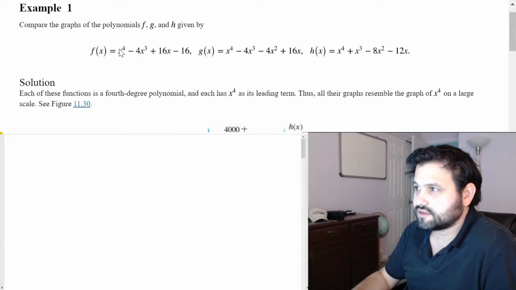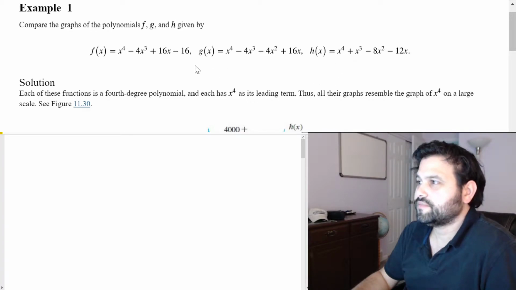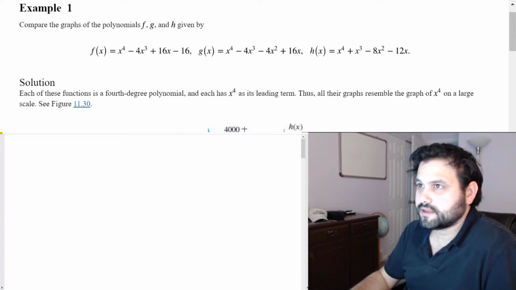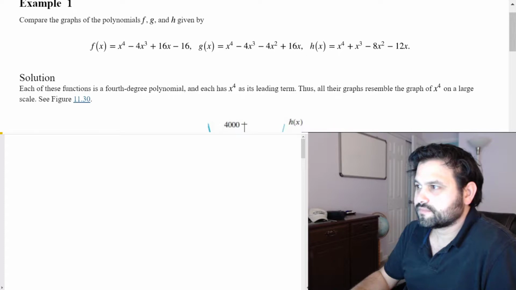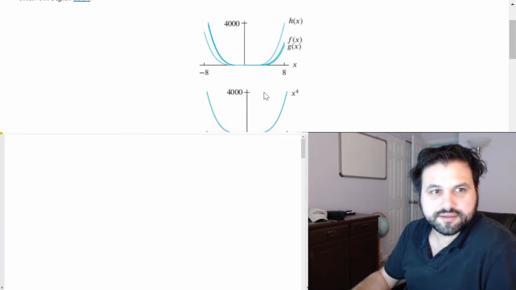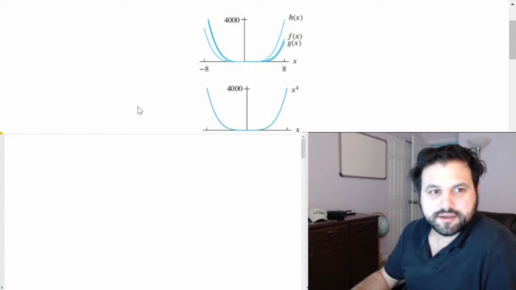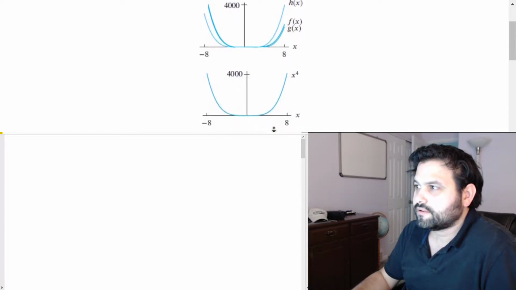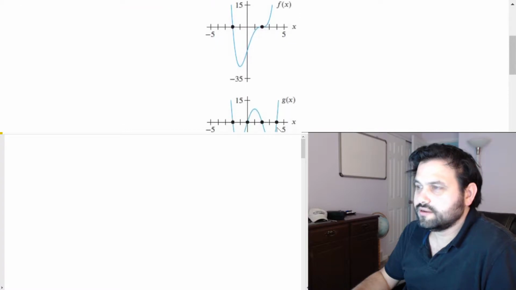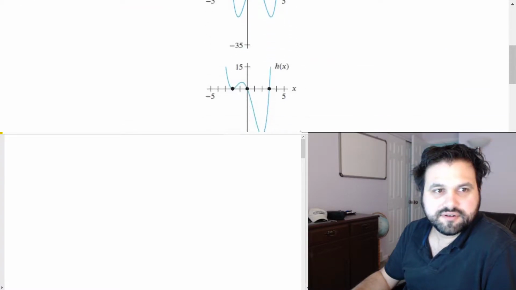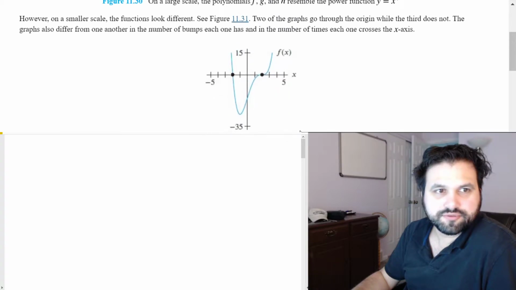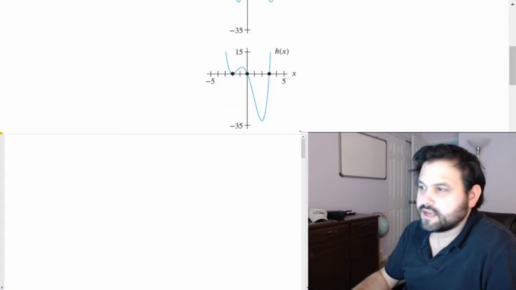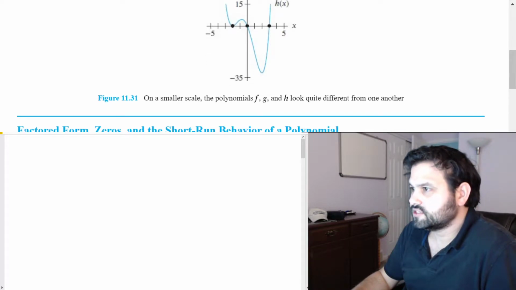F of x, g of x, and h of x all have x to the 4 as a leading term. And so they're all going to resemble x to the 4 in the long run. Right, they're all going to look like x to the 4 in the long run. Right, but if we zoom in, we can see that they all have very different looking short run behaviors. Okay, and so that's what we're going to talk about today, is the short run behavior.